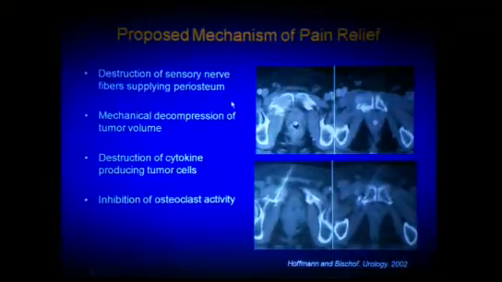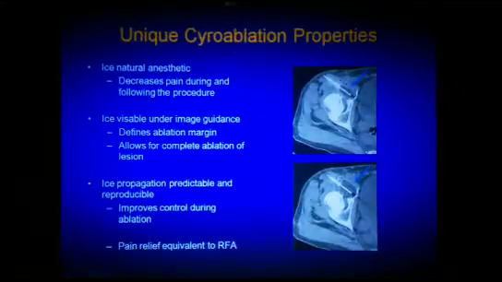Here's the mechanism of pain relief. We're not really sure, but we think that it destroys the sensory nerve fibers near the periosteum. It causes mechanical decompression of the tumor. The tumor actually causes osteoclastic or cell building activity within the bone. We believe that inhibits that. Ice is a natural anesthetic. It decreases pain following the procedure.